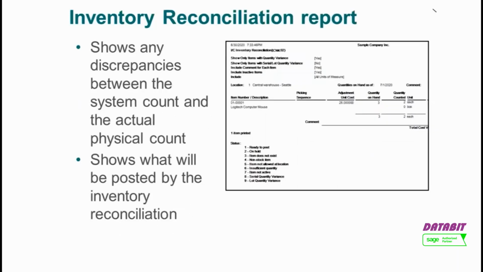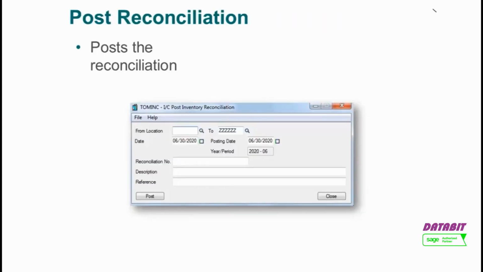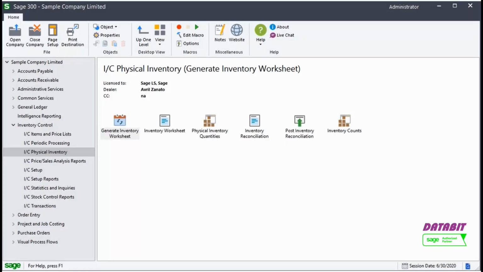The inventory reconciliation report shows discrepancies between the system count and the actual physical count. It also shows what will be posted in the inventory reconciliation function. The final step is to post the inventory reconciliation using the post reconciliation screen. Let's have a look at a physical inventory reconciliation.